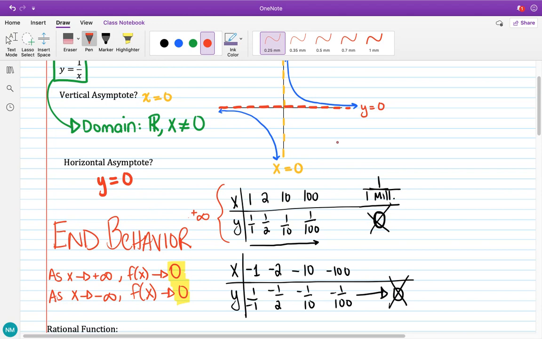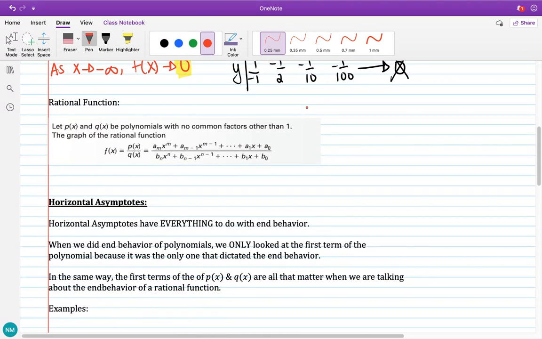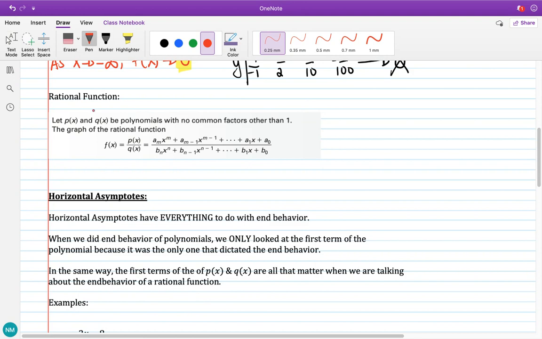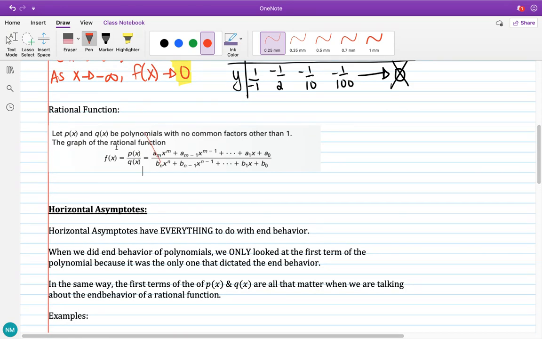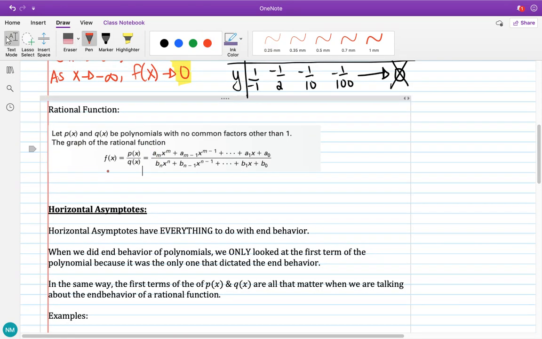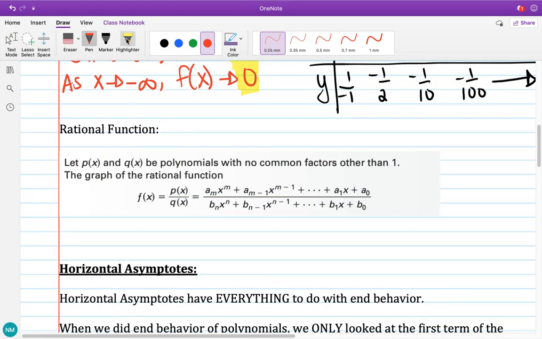What that also means is, I wrote this down here. We'll talk about it in a second, but let's just review what a rational function is.